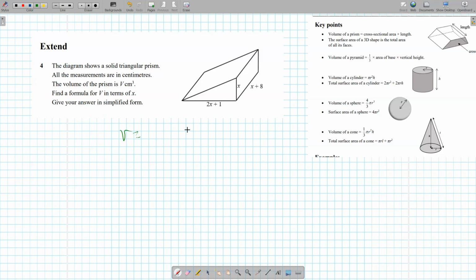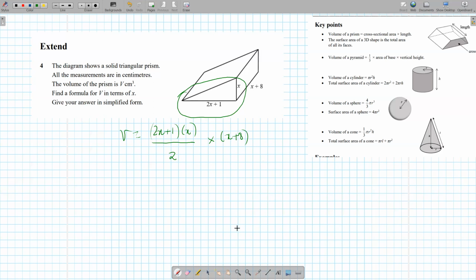Any ideas? Here, let me set this up. The base area here is a triangle, yes? The area of a triangle is base, which is 2x plus 1, times the height, x, divided by 2, right? And what's the height of the prism? It's x plus 8, like that.